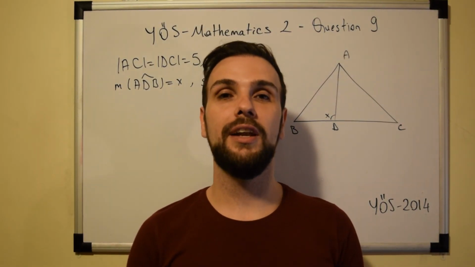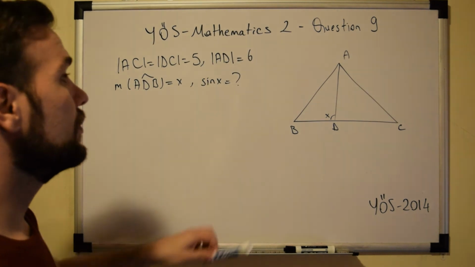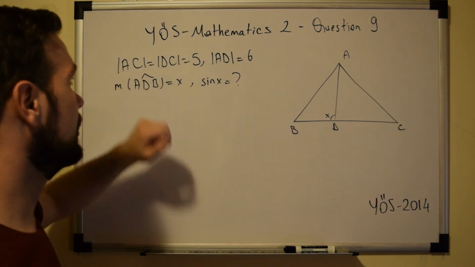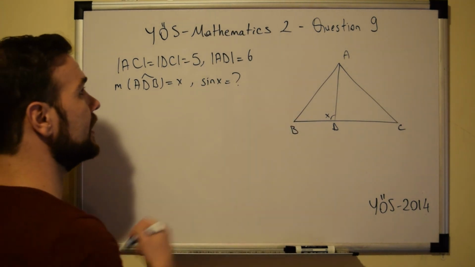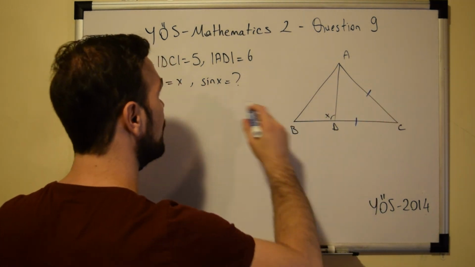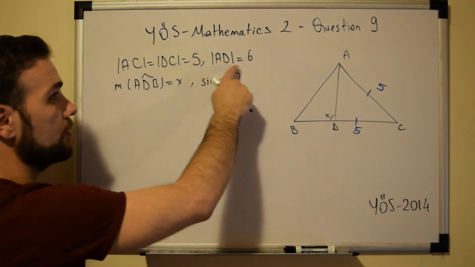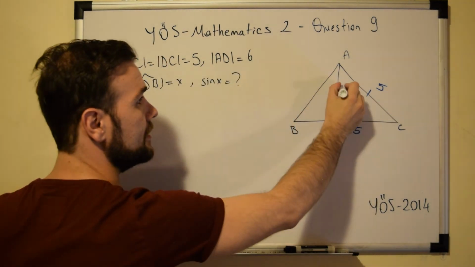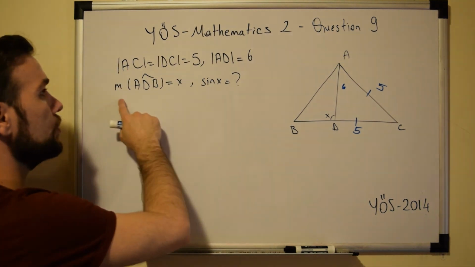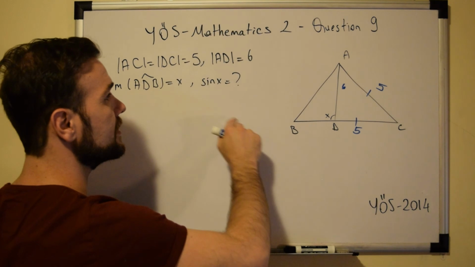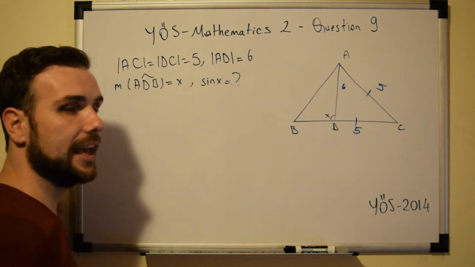Welcome to question number 9. In this question we have two triangles. We are given certain information about these triangles. We are given that the side AC is equal to the side DC, and they are both equal to 5. And we are told that the side AD is equal to 6. And we are told that angle ADB is equal to x, and we are asked the sine of x.